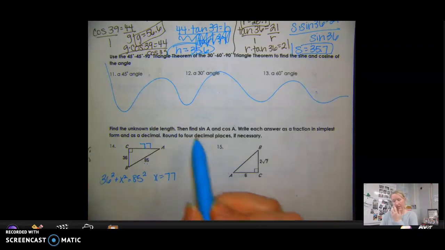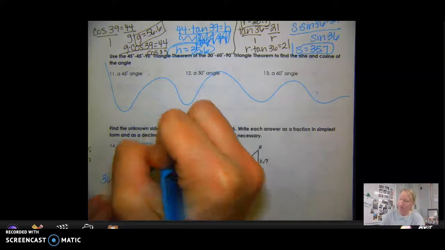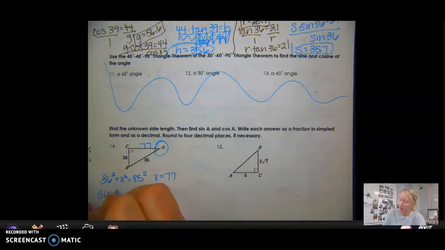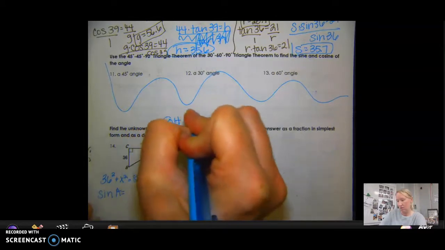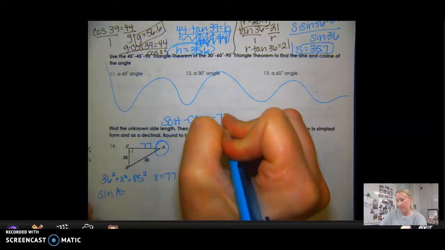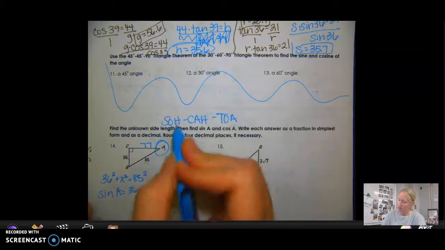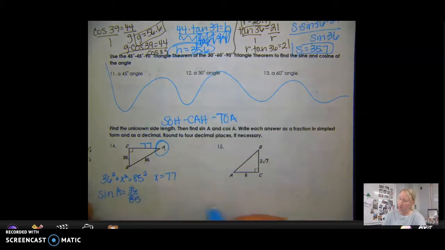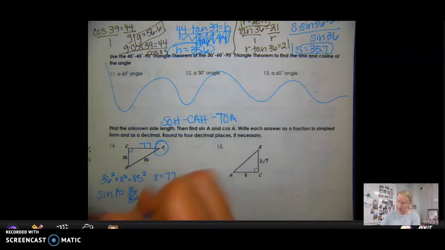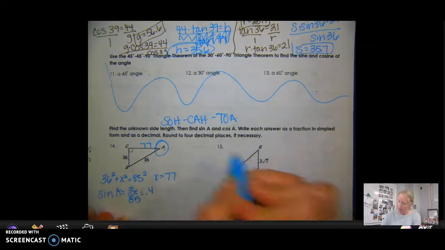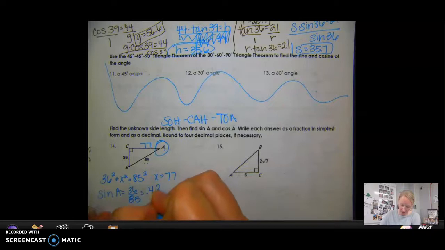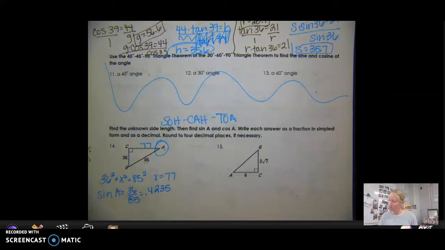Okay, then find sine of A. So circle A. Sine of A is equal to SOH, CAH, TOA. So sine would be opposite, 36, over hypotenuse, 85. Write it as a fraction in the simplest form and then as a decimal. I do not believe that that reduces at all. It could be wrong, but I don't think it does. So I'm going to turn that into a decimal, rounding to 4 decimal places. 0.4235 is what that equals.